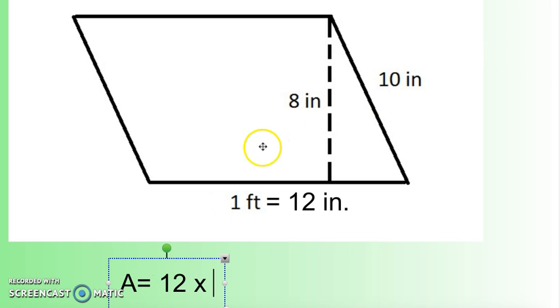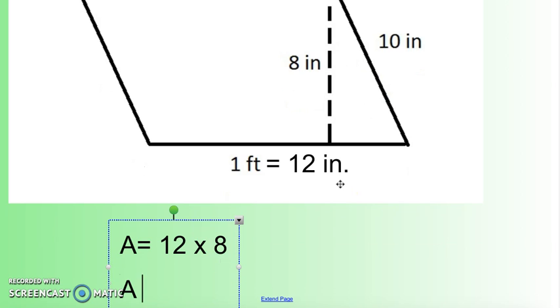Now which one of these numbers is the height? Remember, we're looking for the 90-degree angle, a straight up and down line. It may be dotted and it may be filled in. Either way, we're looking for a line that's straight up and down that creates a 90-degree angle. And so the only number that does is the 8. So we're going to take 12 times 8, and 12 times 8 is 96.